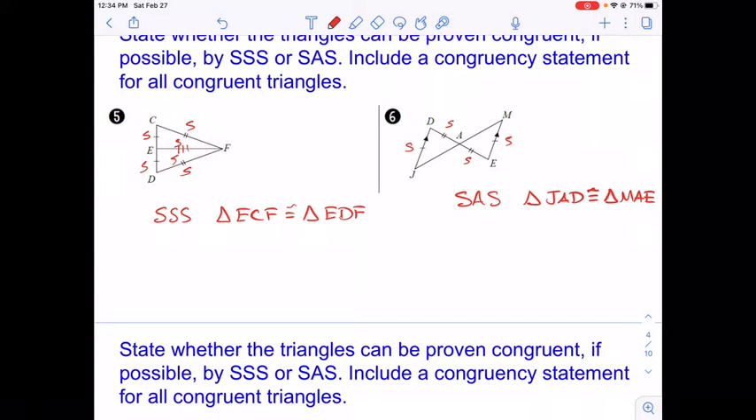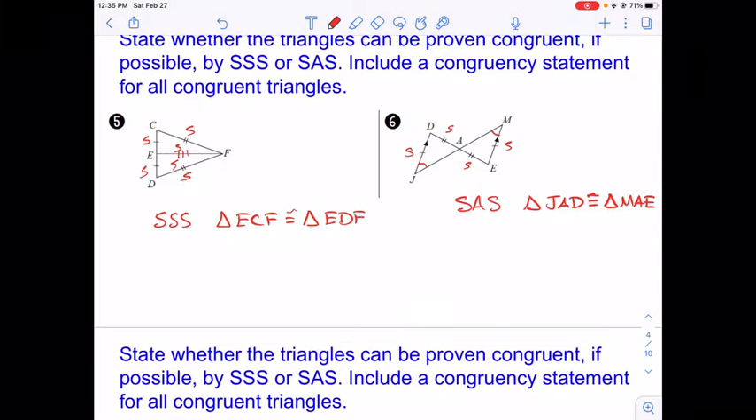Now, a lot of these problems can be done multiple ways, but one thing here is we're going to use our parallel lines, which gives us JM as a transversal, which means that this angle will be congruent to this angle here.